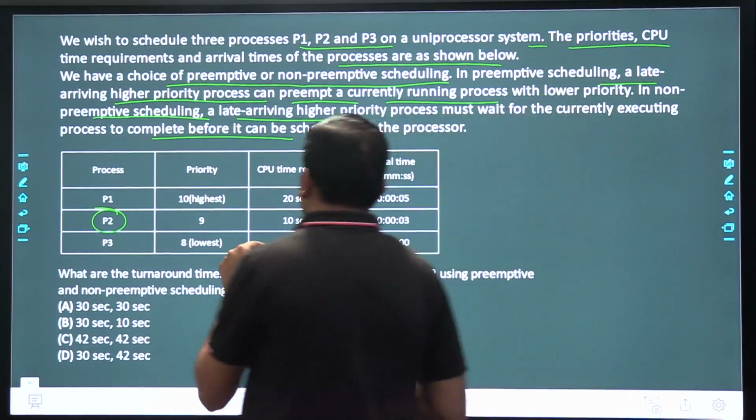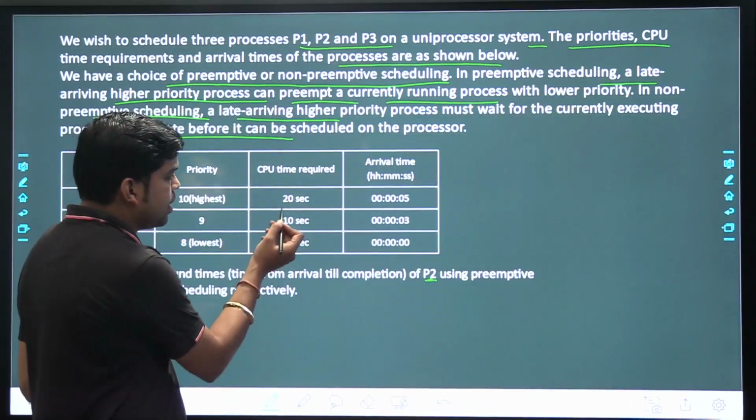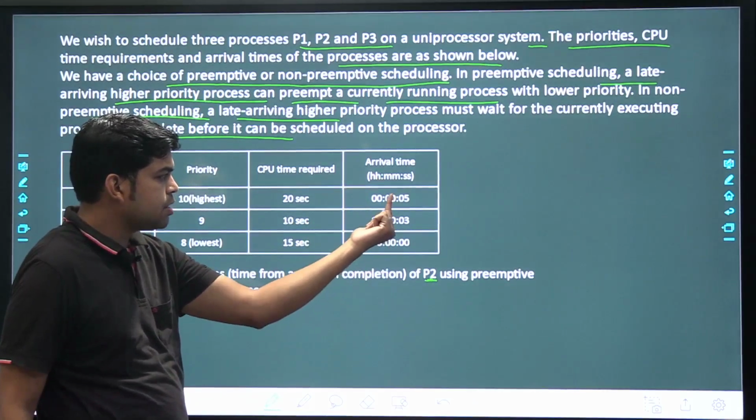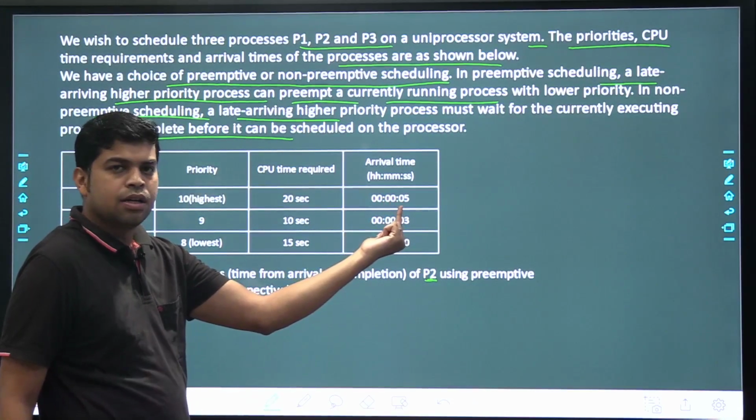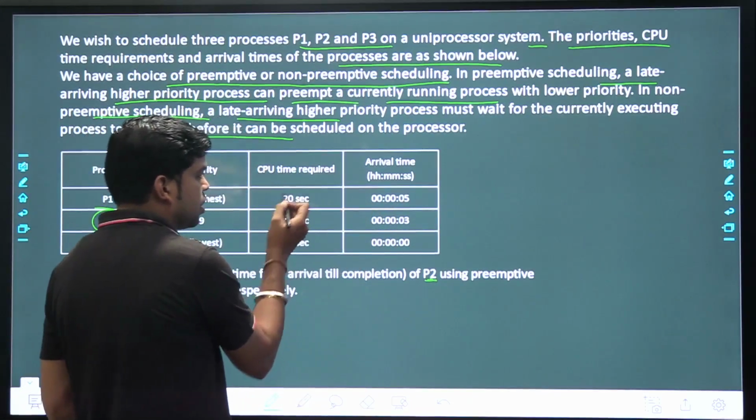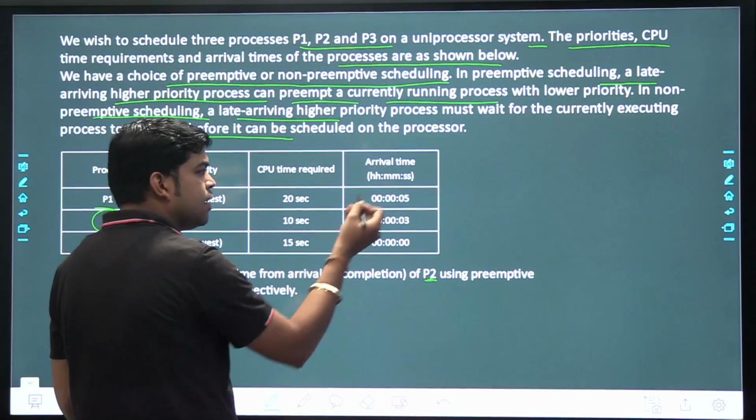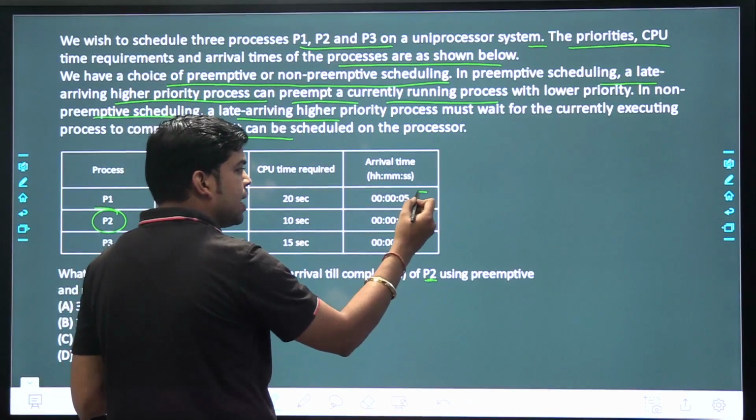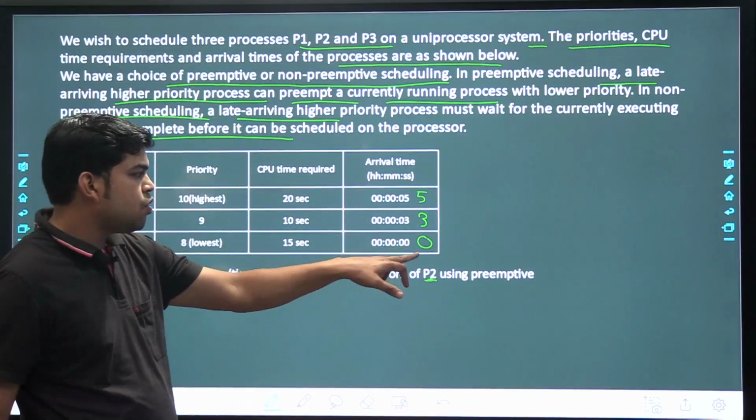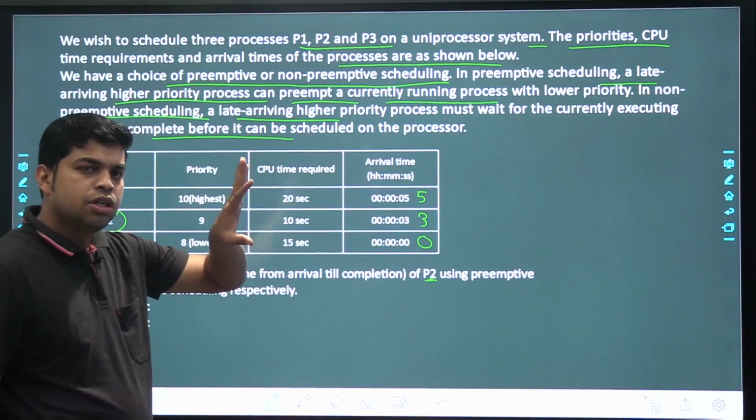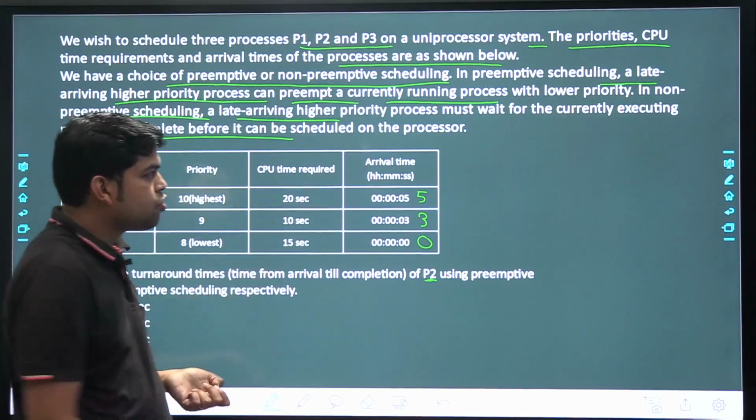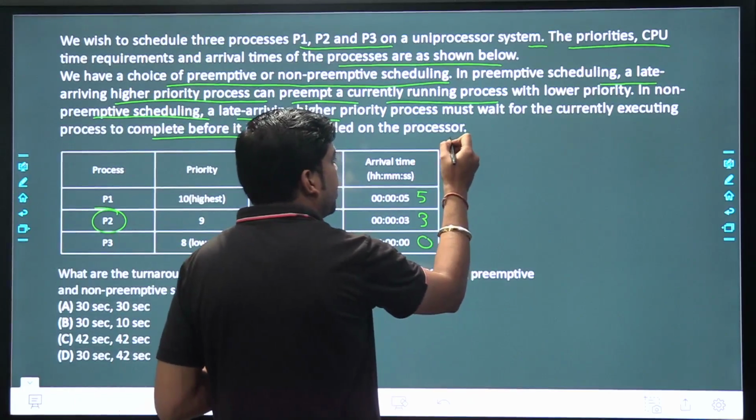The CPU time required is given in seconds and the arrival time is also mentioned in seconds, so don't be confused with hours and minutes, because we don't need them. The arrival times are 0 seconds, 3 seconds and 5 seconds. So P3 arrives at 0, P2 arrives at 3, and P1 arrives at 5. So first we solve by preemptive priority.